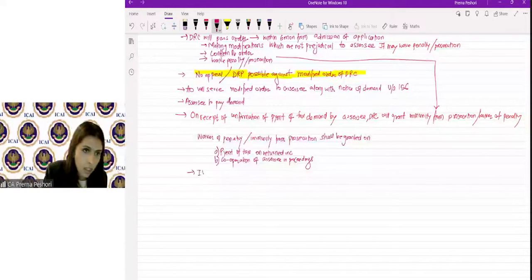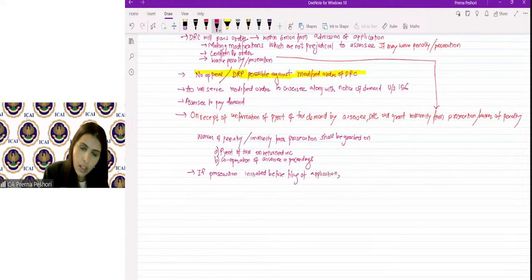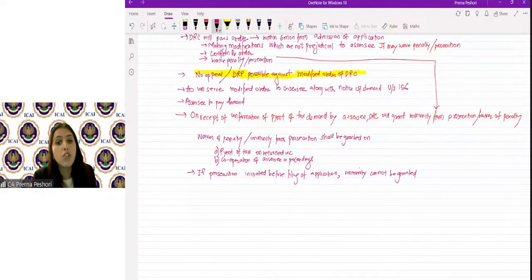If prosecution is initiated before filing of application, immunity cannot be granted. So the prosecutions should not have been initiated before the application is being made. Are we clear? And then only the assessee will have the opportunity to go for this DRC. Otherwise, it cannot get the immunity from the prosecution.